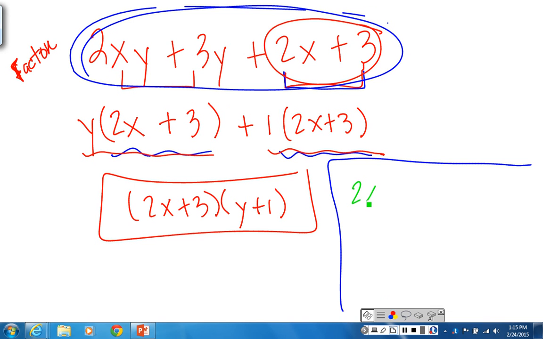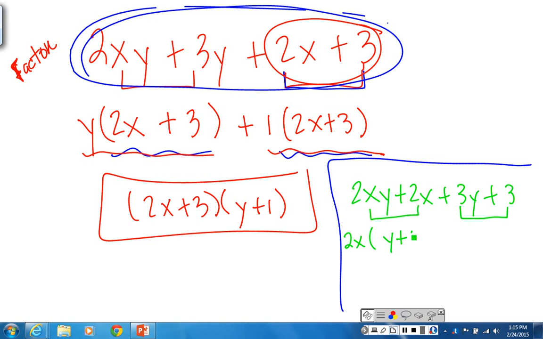Alright, so this is still the original problem, but let's say you wanted to rearrange terms and group 2xy with 2x, and you wanted to group 3y with 3. That's perfectly fine. Let's continue to factor by grouping, and what you can do is pull out a 2x here, and you're left with y plus 1. Always check this, always distribute, and make sure you get back the same thing as what's in the previous line.